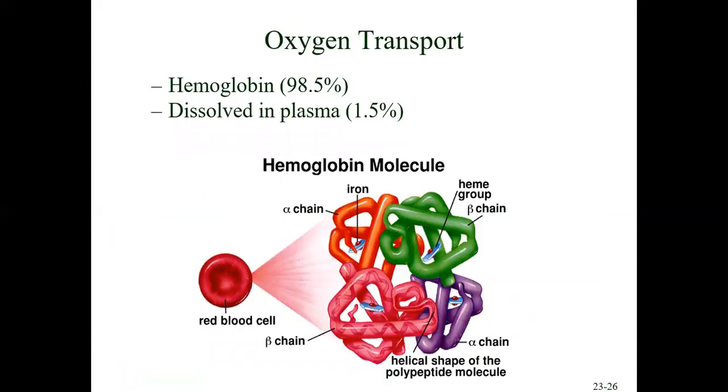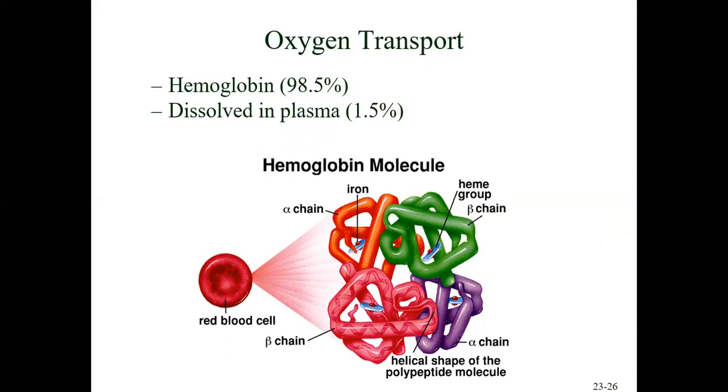Which leads us to how we are transporting gases. And so according to some of the data we've seen, hemoglobin to transport oxygen is the most efficient way to transport gases or transport oxygen in the body. And so hemoglobin binds directly to oxygen, and about 98.5% of the oxygen that's transported in the body is actually bound to the hemoglobin molecule.